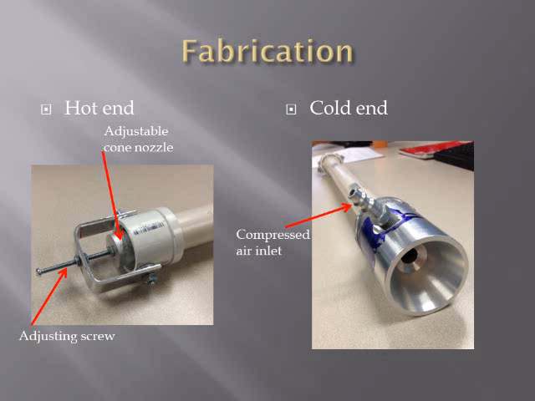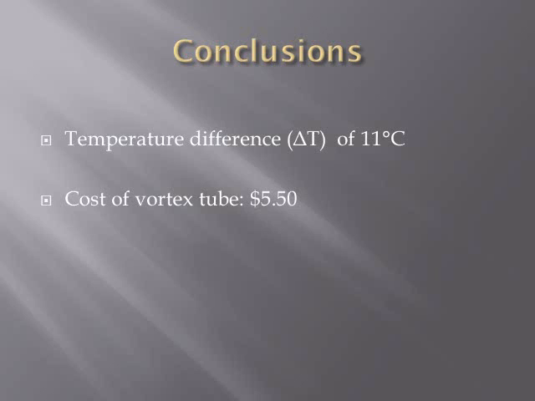After completing the design and building the vortex tube prototype, a temperature difference of 11 degrees Celsius was seen between the hot and cold end outlets. The overall cost of the vortex tube design was about $5.50, making this design a cheap yet effective vortex tube.